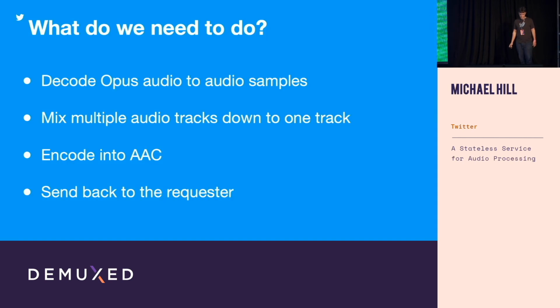So we kind of outlined what we need to do at this point. We need to take our Opus audio, decode it into raw audio samples, mix our multiple audio tracks down to one, re-encode back to AAC, and then send our result back to the requester.